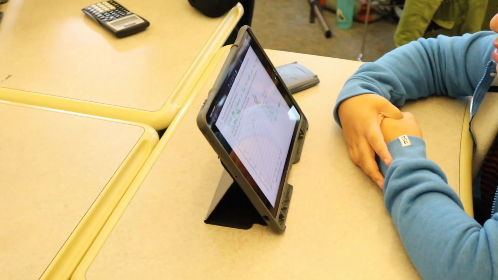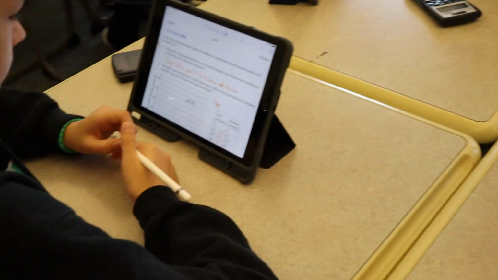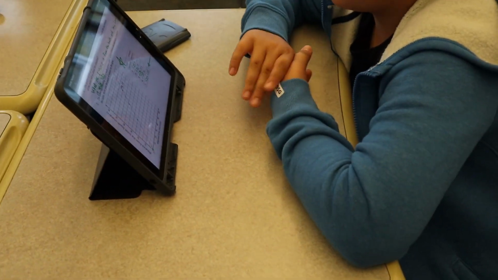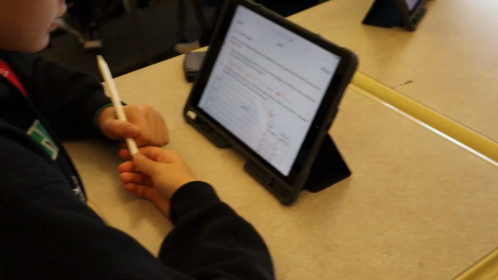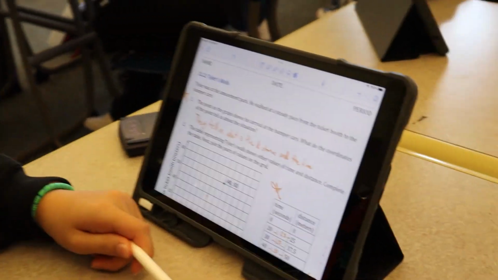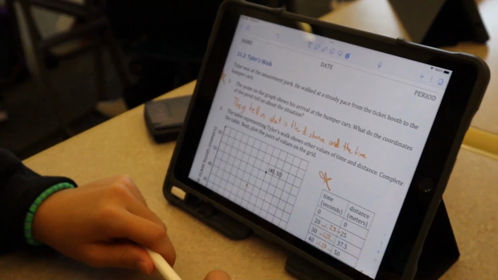So what do you think we were looking for if you're interpreting the point (40, 50)? What do you think you're supposed to talk about? How far he was away from the booth. Let's talk specifically. What could you add to yours to make it a little bit more concise? I can say about the 40 seconds and the 50 meters. Yeah, go ahead and add that.